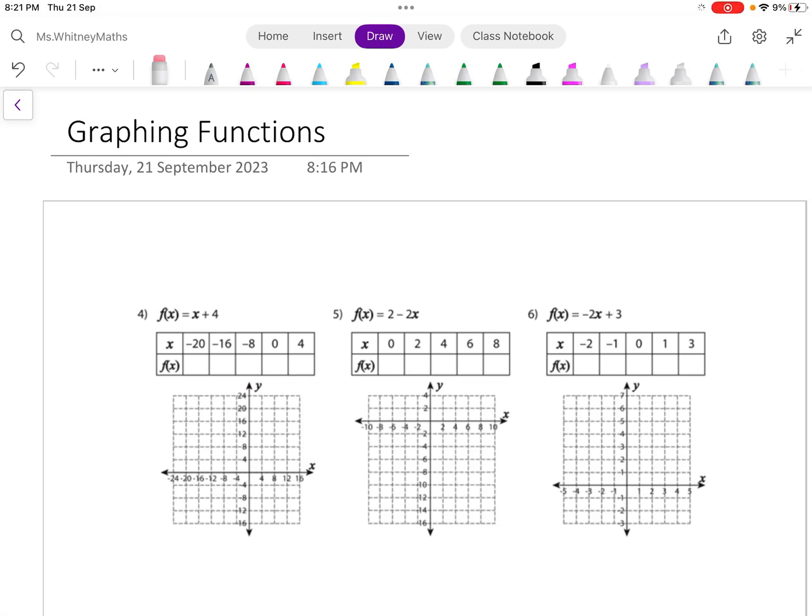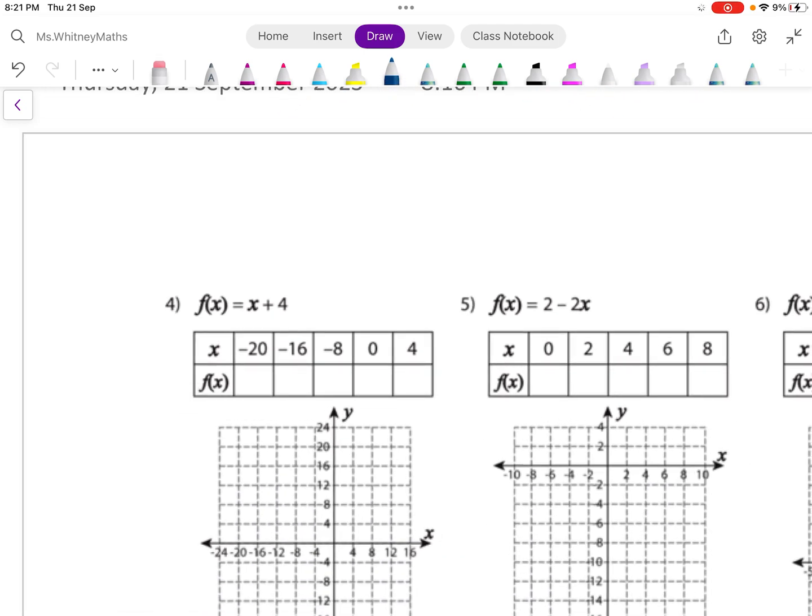So we're going to have a look now at how we graph a function. A function is very similar to a regular graph that we're used to with x and y coordinates. We are more familiar with seeing y equals something, y equals x plus 4, and we have our x and y coordinate.